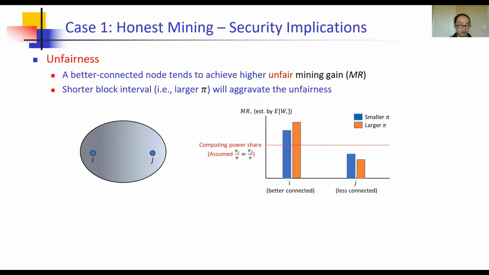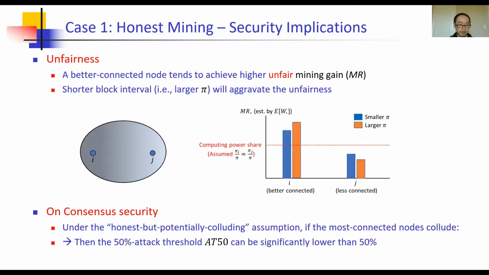And this unfairness in mining gains will aggravate for shorter block intervals. And this unfairness has a negative impact on consensus security. If the most connected nodes collude, their combined mining revenue can surpass 50% of the total mining revenue, even if their actual combined computing power is far less than 50%. So in other words, the 50% attack threshold can be much lower than 50%.